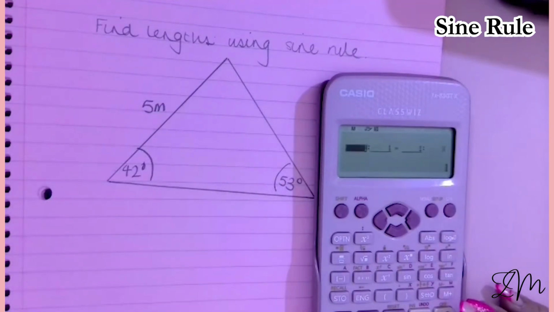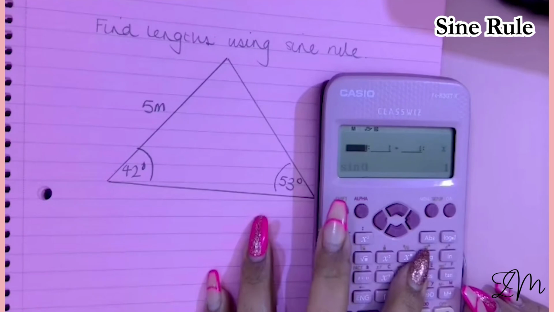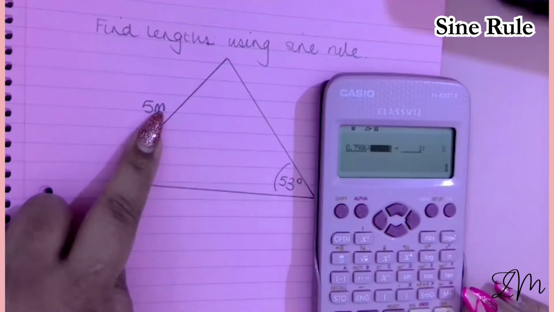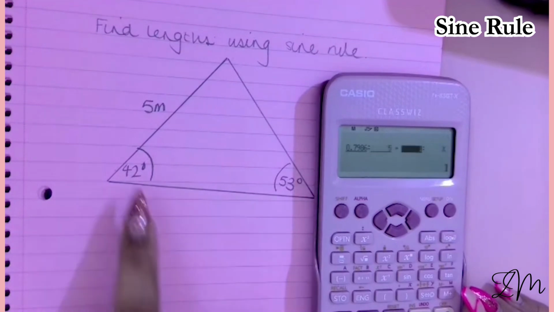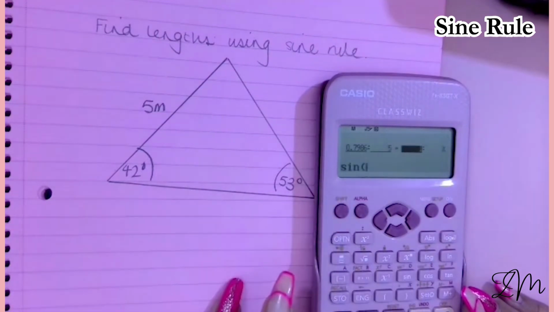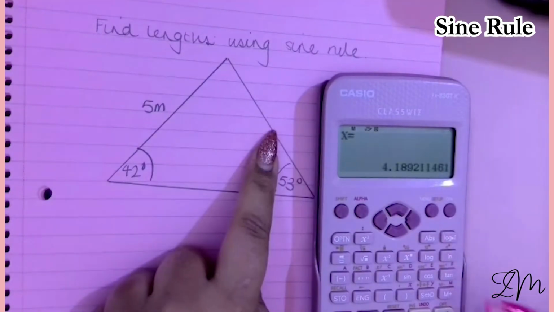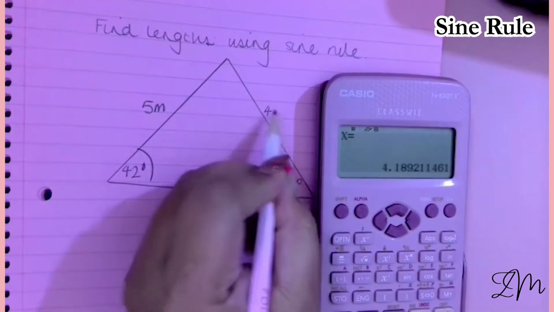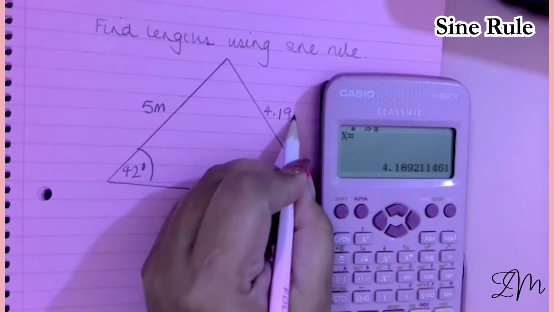So if we pick 2, we're going to put sine 53 and then hit the equal sign. And that's in the ratio with 5. And we want to know what sine 42, what the opposite is the same as. And so this side here would be 4.19 meters.